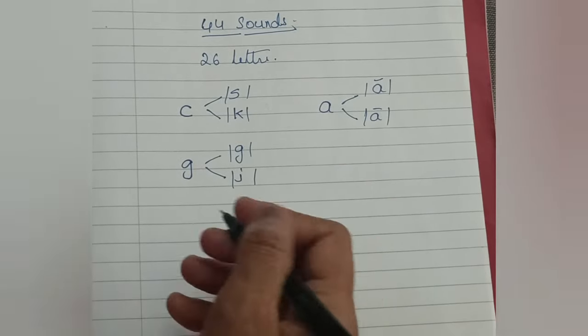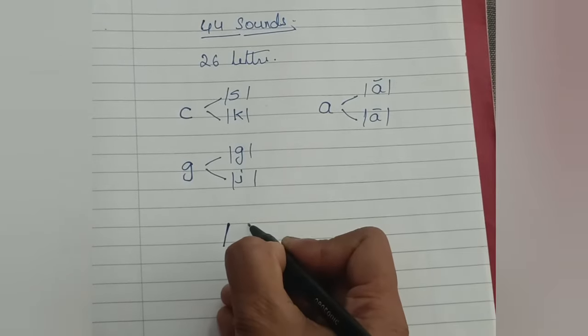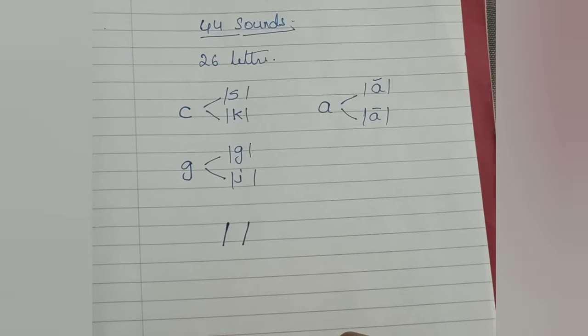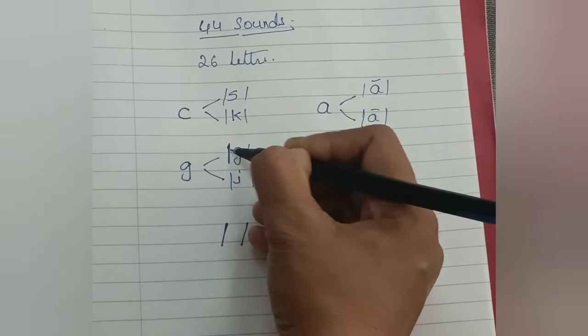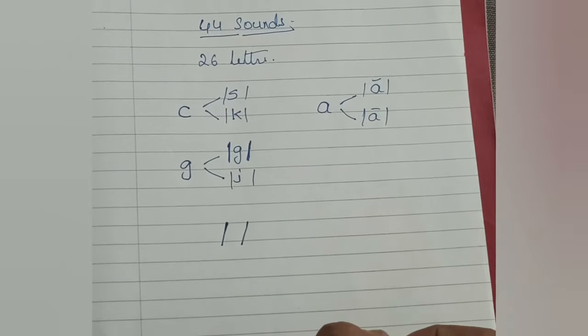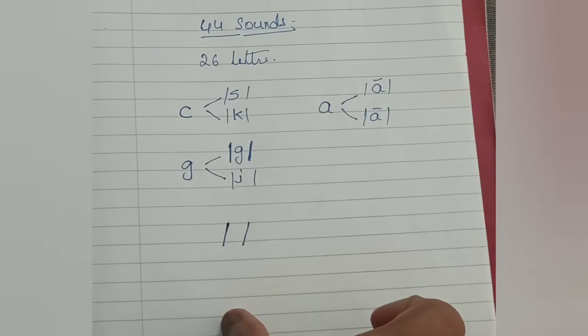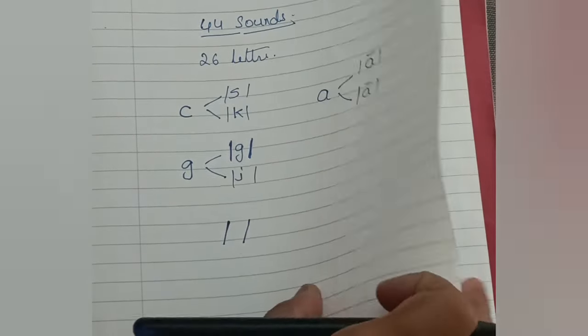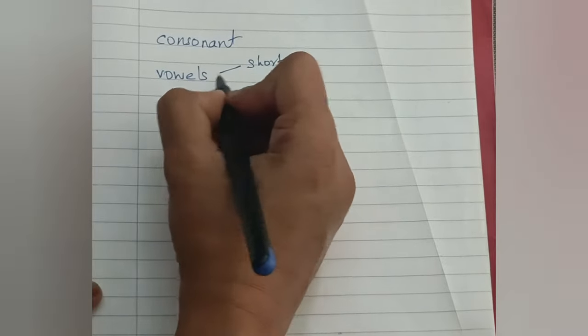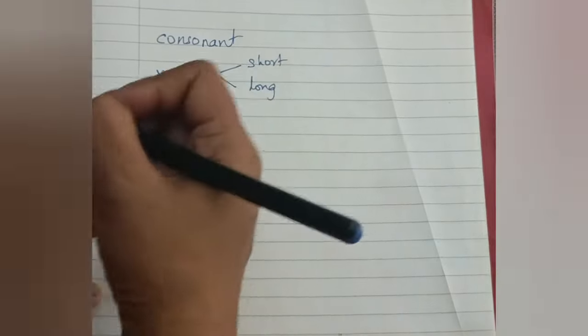For sound representation, we use slash. Here I have used it. This is slash. We have common sounds and alternative sounds. These sounds are divided into the following types. One is consonants, and the other is vowels. Vowels are short vowels and long vowels.